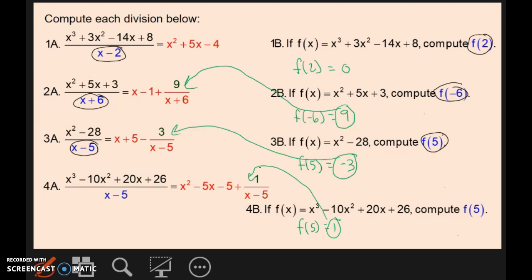Cool thing is, too, if you have a remainder of 0, that means the quantity goes in completely, and it's factorable. So x minus 2 in the top one up here would have been a factor of x to the third plus 3x squared minus 14x plus 8.